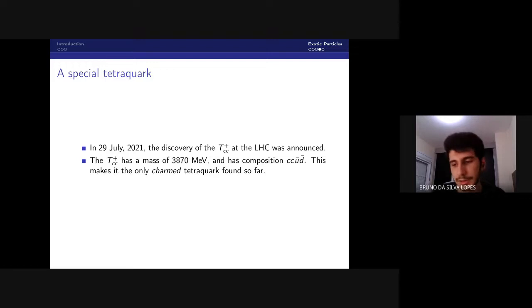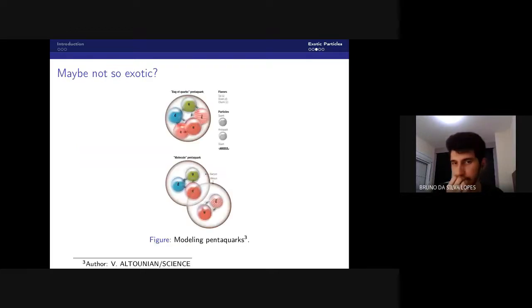The Tcc+ is also interesting for some more reasons. It is believed that it doesn't follow this molecular structure. It would be two mesons instead of a baryon and a meson. It is believed to be confined in a bag of quarks.